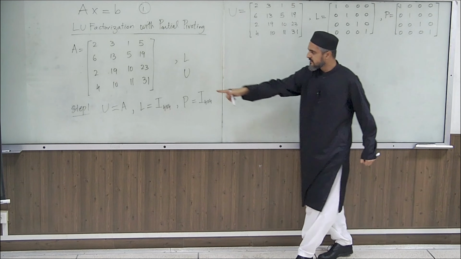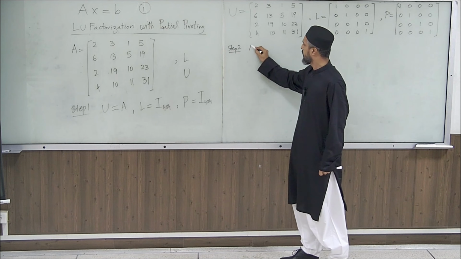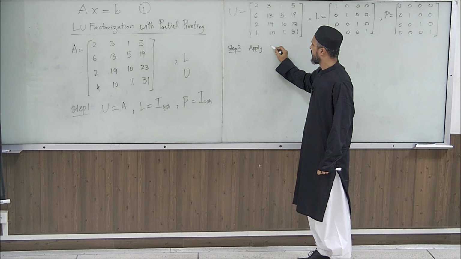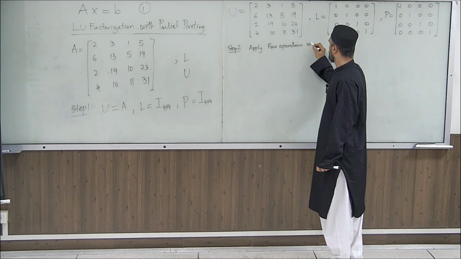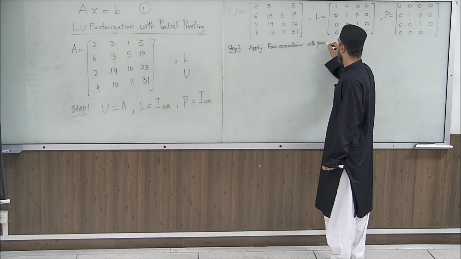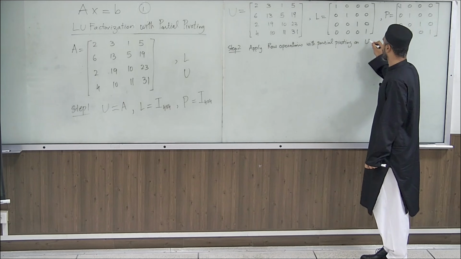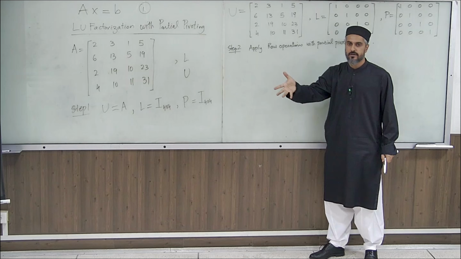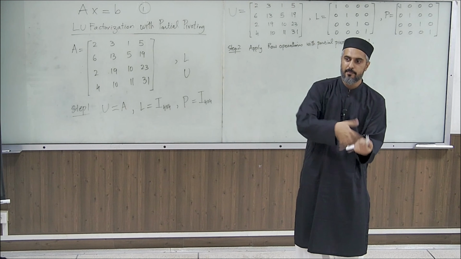Now, this is step number 1. What is step number 2? Step number 2 is to apply the row operations with partial pivoting on matrix U. So apply the row operations to make this U an upper triangular matrix. And you know, this is step number 1 of the Gauss elimination. It converts a coefficient matrix A into an upper triangular matrix.